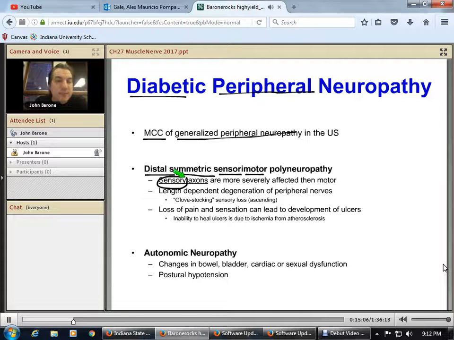Now, sensory is affected first. So it's usually glove-stocking sensory loss first, and then later on, you get more muscle involvement. But sensory is usually affected first, then you get motor. The longer the nerve is, the more likely it is to degenerate. So that's why they call it a glove-stocking sensory loss, because the distal part gets involved.